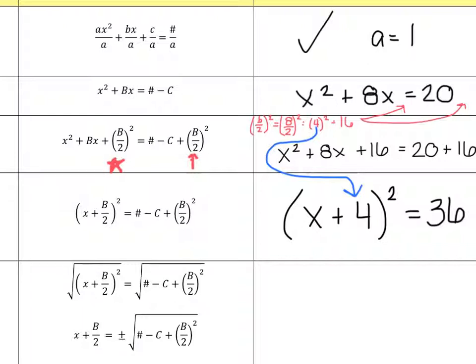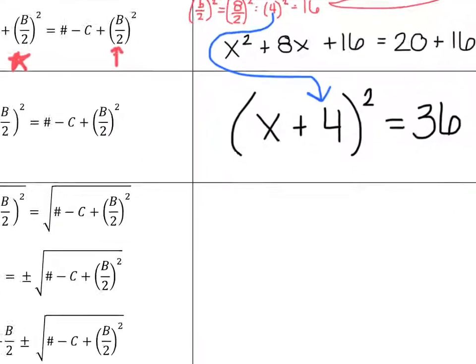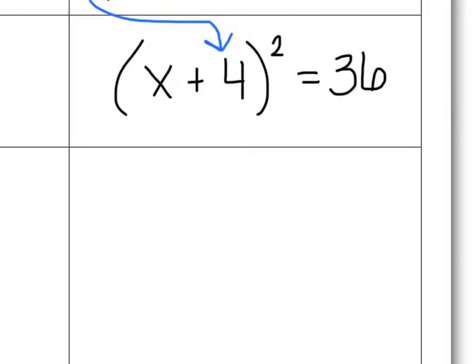Good questions. This b over 2 squared number that goes in here makes it possible for this to be a perfect square. It's something squared, and every time that something will be x plus b over 2, whatever b over 2 is. From here, we solve for x, which is like what we did at the end of yesterday's notes. To start out, let me just zoom in here and write down what we've got, and then we'll mess with it.